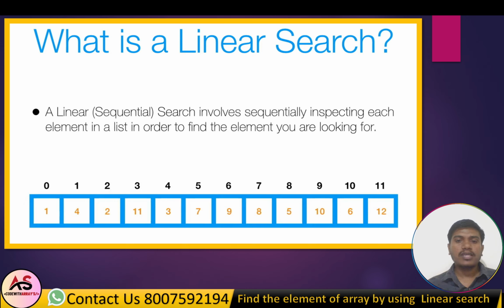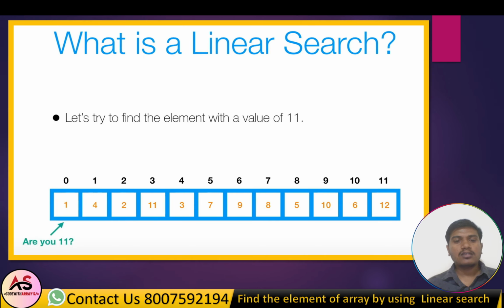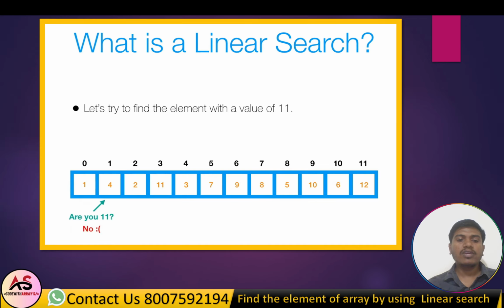So we can see visually how it will work. You can see we have to find the element of value 11. So we check at the zeroth index. The zeroth index element is 1, so 1 is not equal to 11. The condition is false, and we move the pointer forward.